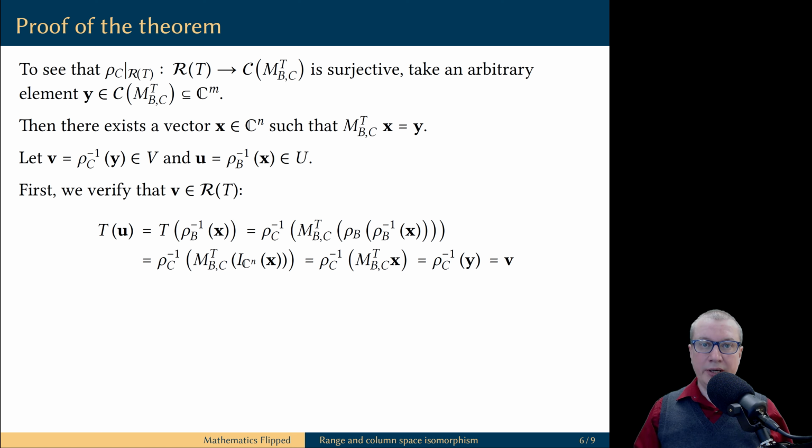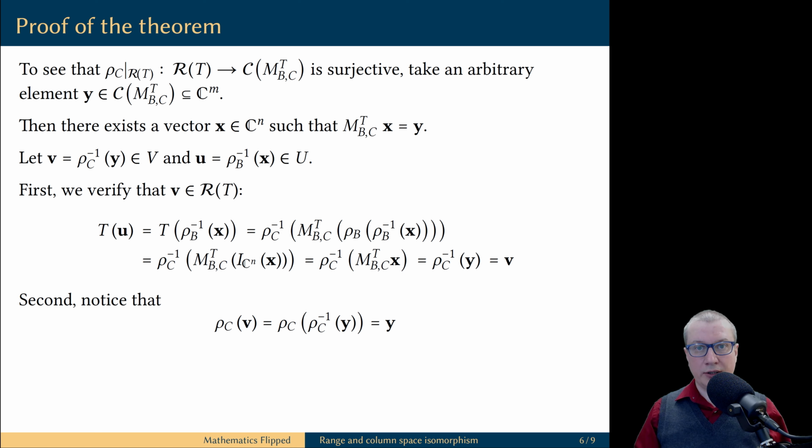So if you look at the beginning and the end of this computation, you will see that T of u is equal to v. This tells you that the vector v is equal to the value of the linear transformation T on some input u from the vector space U. Therefore, the vector v is a member of the range of the linear transformation T. Also, the vector v was obtained by uncoordinatizing the vector y relative to the basis C. Therefore, if we coordinatize the vector v relative to the basis C, we will get vector y.